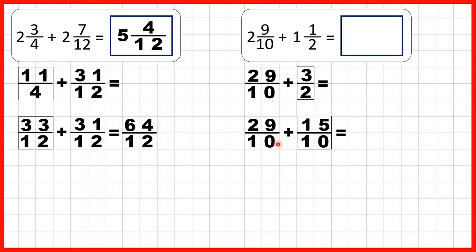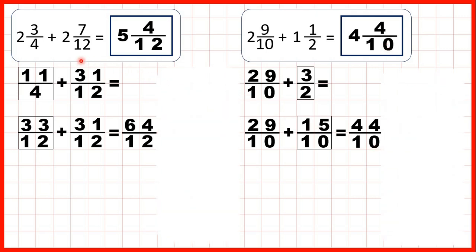So now we have a common denominator, so that stays the same in our answer, and 29 plus 15 is 44. So, as an improper fraction, our answer is 44/10, but we can turn that back into a mixed number by dividing. 44 divided by 10 is 4, remainder 4, and the denominator stays the same.